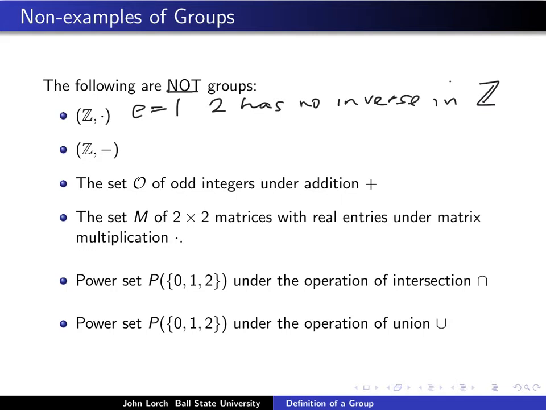Right, it's a multiplicative inverse. We want it to be 1/2, right? But 1/2 fails to be an integer. And therefore, the integers under ordinary multiplication fails to be a group.